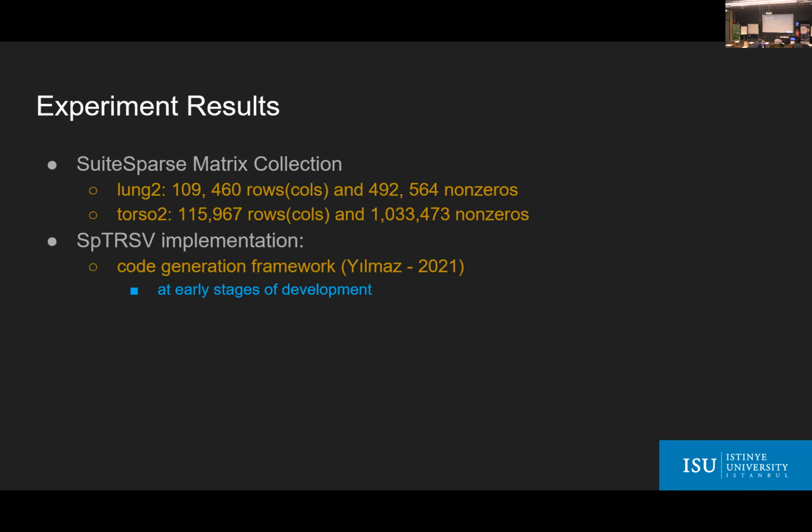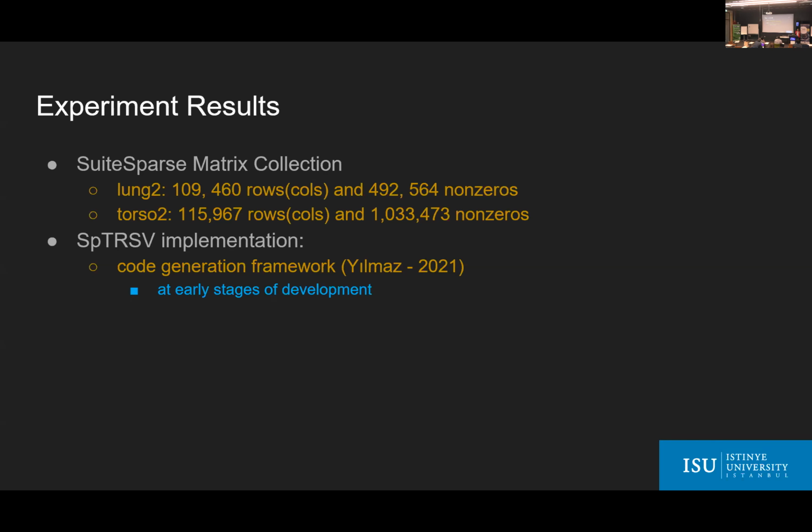So let me move to the experiment results. We chose 2 real-world matrices from the SuiteSparse matrix collection. These are both square matrices. One has around 400K non-zeros, and one has around 1 million non-zeros.